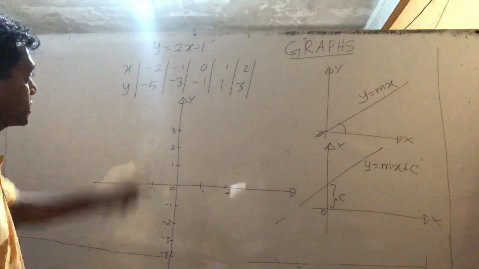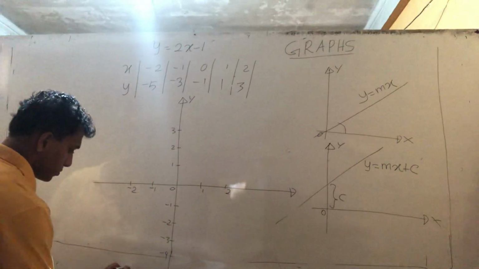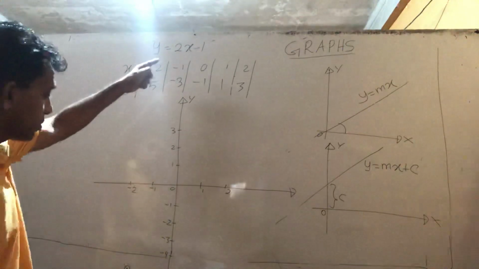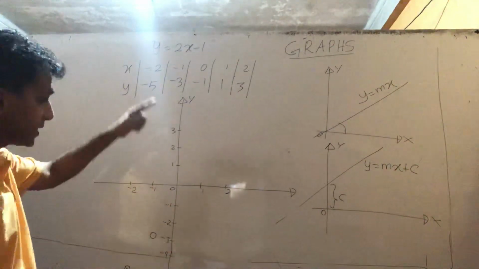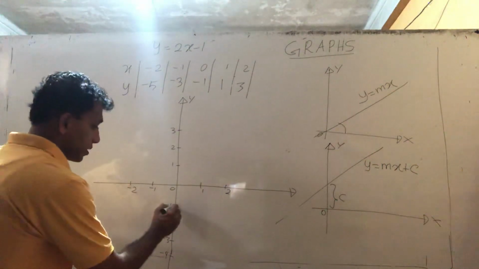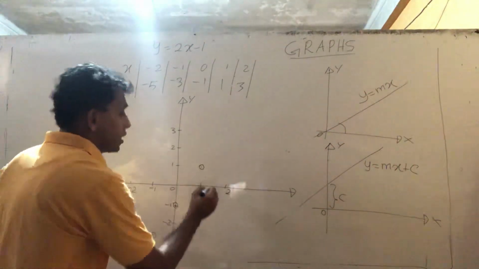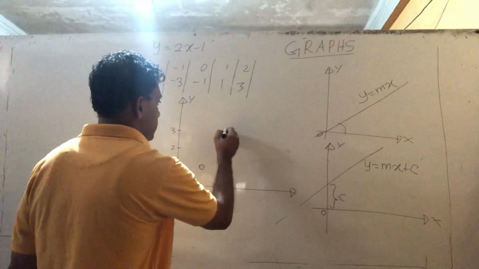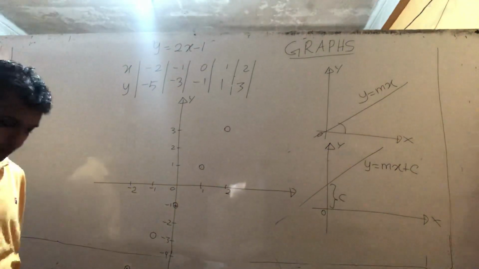Now we plot this: x minus 2, y minus 5; x minus 1, y minus 3; x 0, y minus 1; x 1, y 1; x 2, y 3. Now produce it, draw this graph.